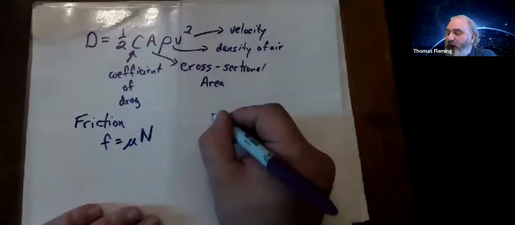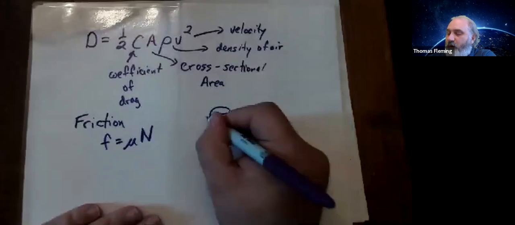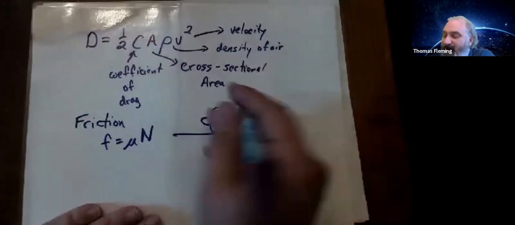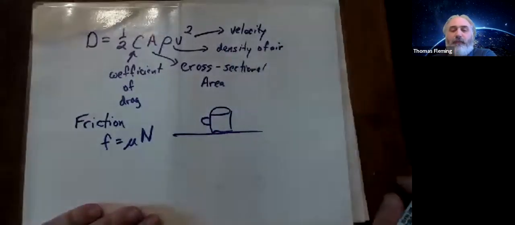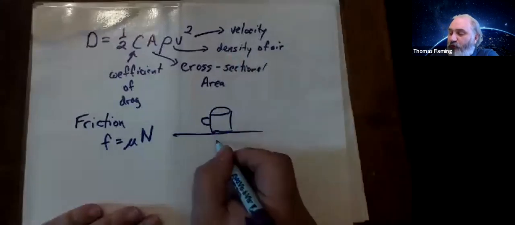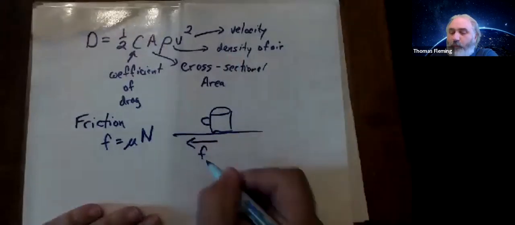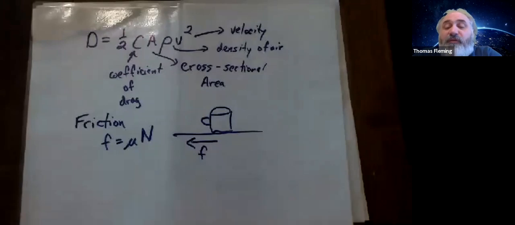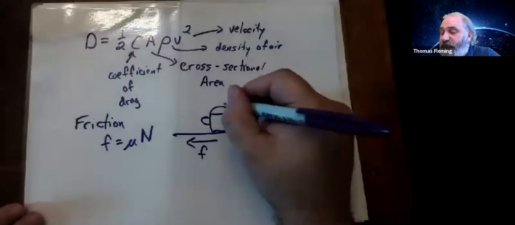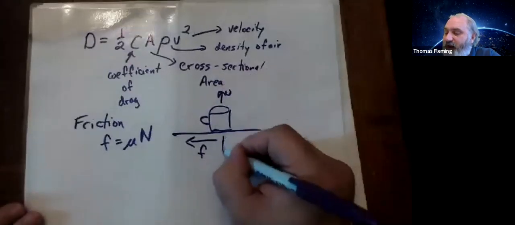So if I had my coffee mug and I'm dragging it across the table to the right, the frictional force would be to the left, right? It's going to always oppose whatever direction I try to slide it. So first you have to be able to figure out the direction of your friction.